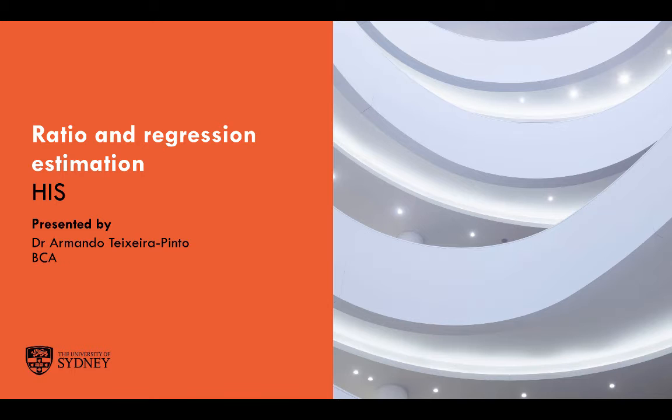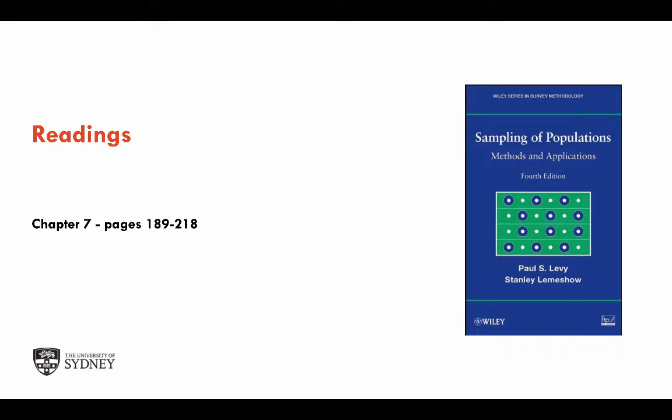And the second part of the material for this week is going to use this idea of estimating ratios to potentially improve the efficiency of estimators for the mean and totals, and then extend this idea using a regression technique. Again, another improvement on the efficiency of estimators. So you'll be reading chapter 7 from the textbook.